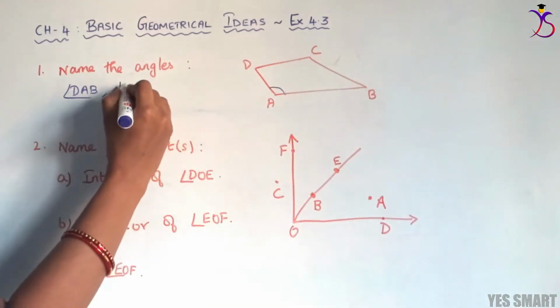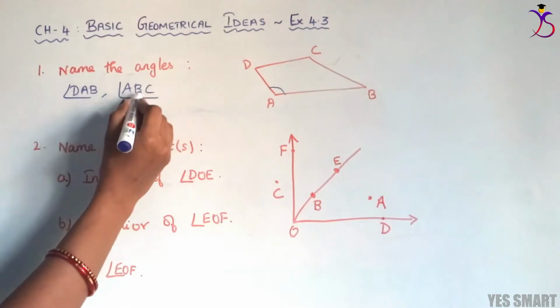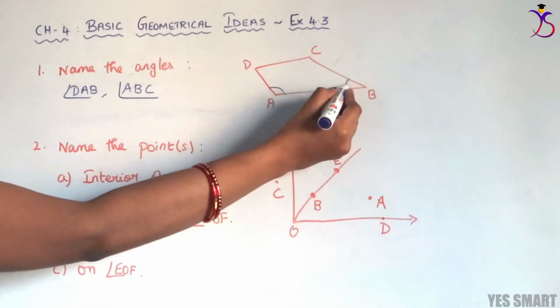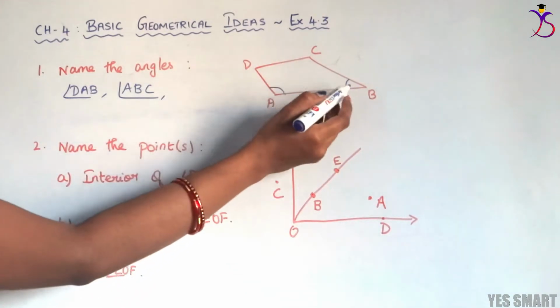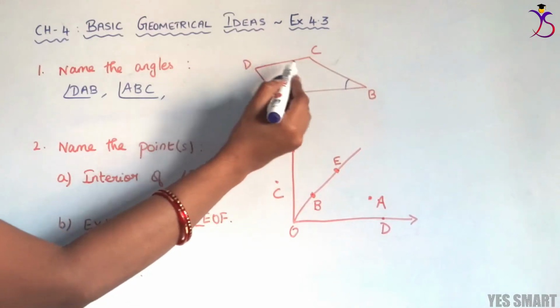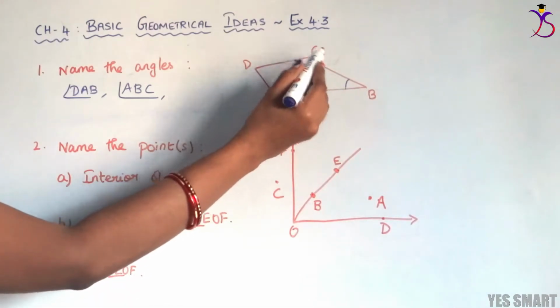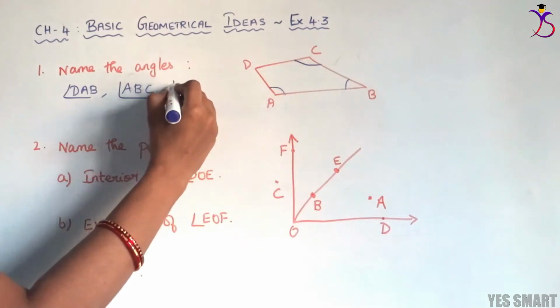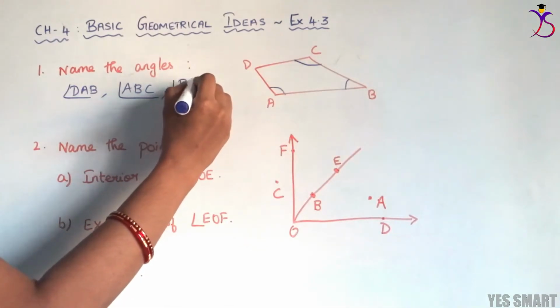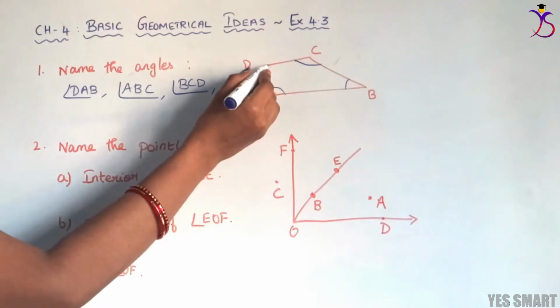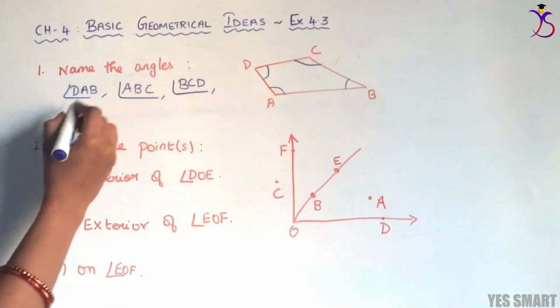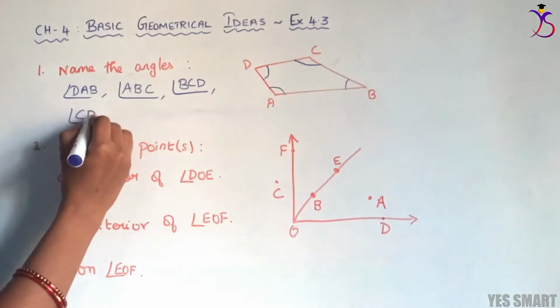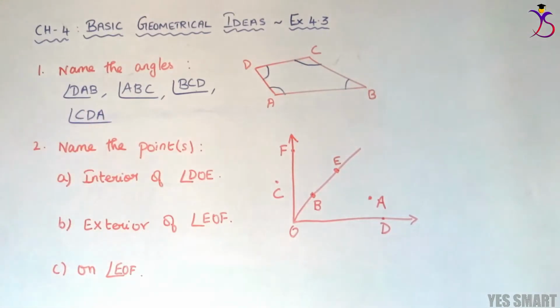Now ABC, the letter which is in the center represents the angle. In this ABC, B is the center, therefore it represents angle B. Now BCD to represent angle C. For angle C, we can say it as BCD or DCB. Both are the same because the letter C is in the center in both cases. And the last angle, CDA. So these are the 4 angles of this diagram.